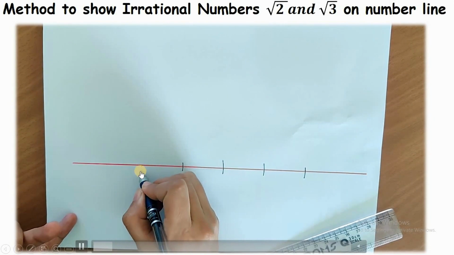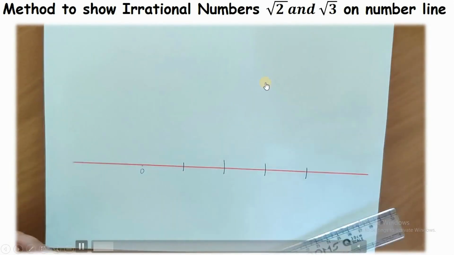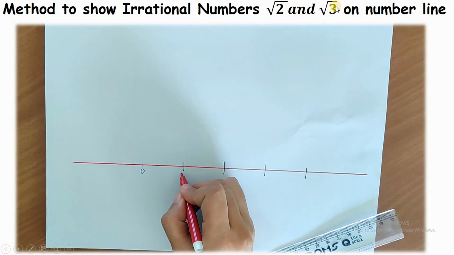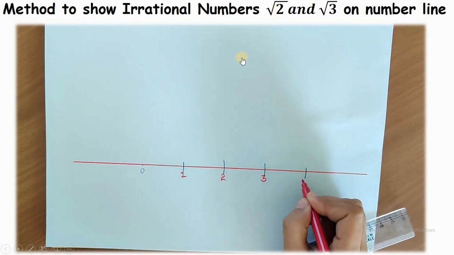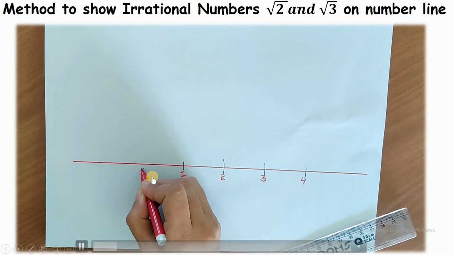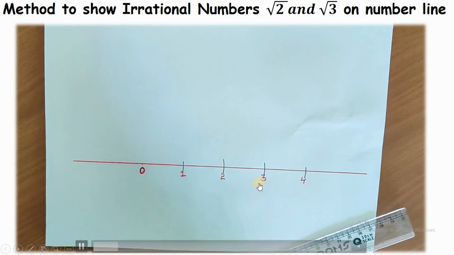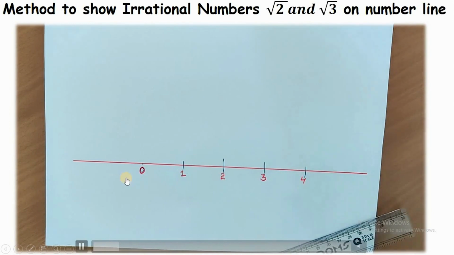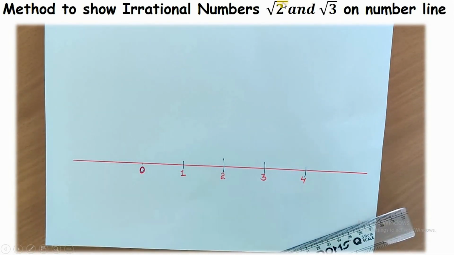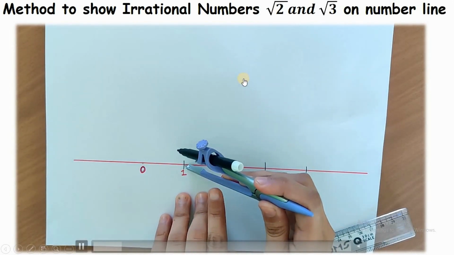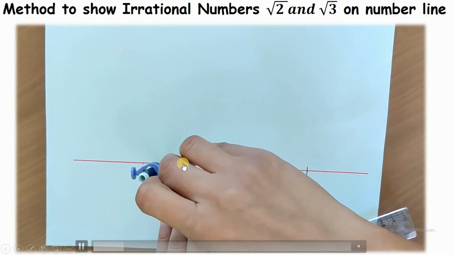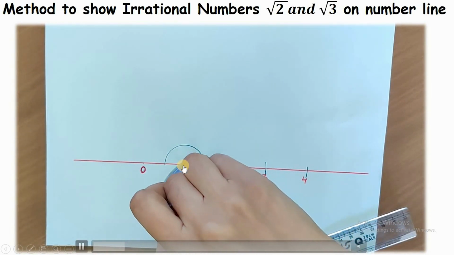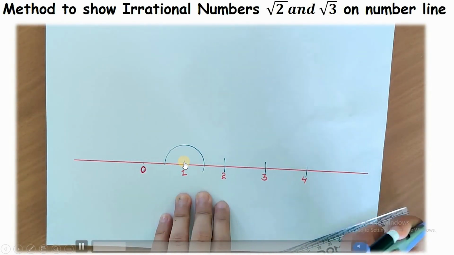The first point is 0. Since these two numbers are positive, it lies on the right hand side of the 0. We have 0, 1, 2, 3 and 4. Now to draw root 2, or to represent root 2, what we do is from 1 draw a line perpendicular to it.